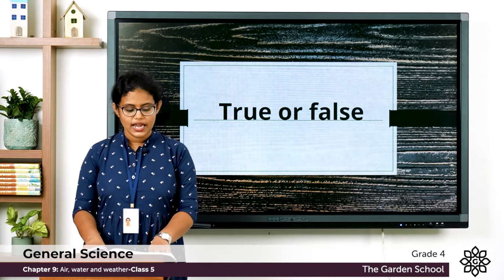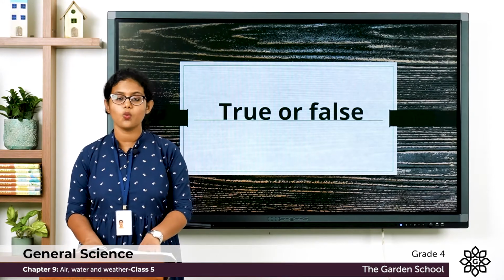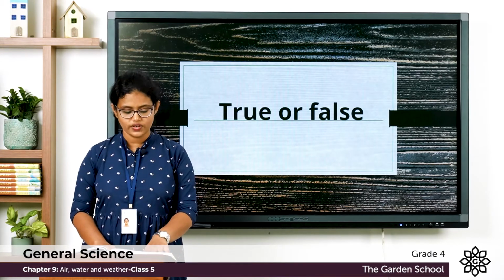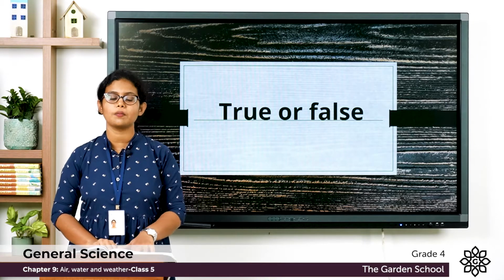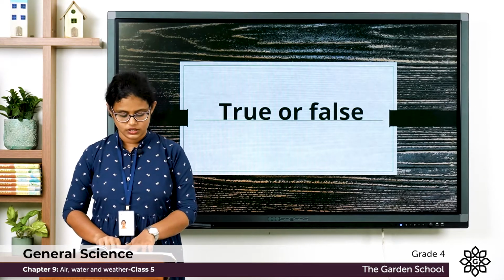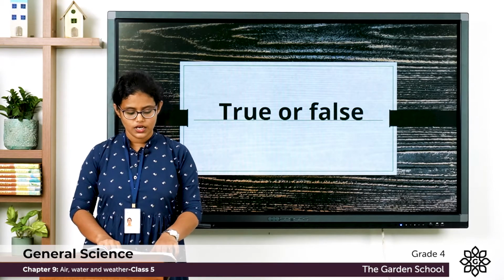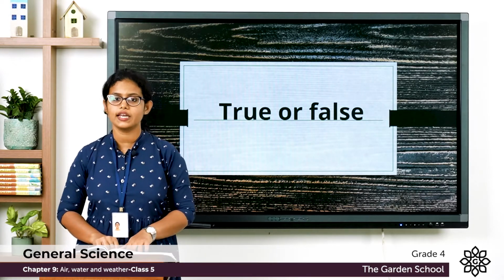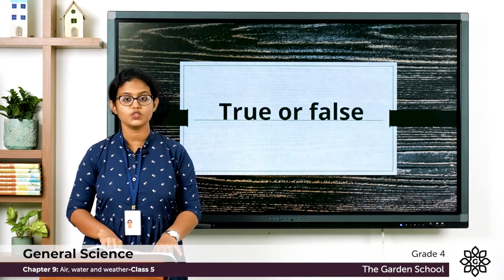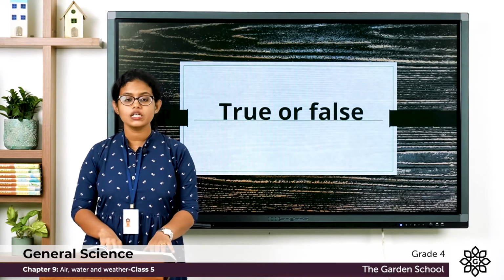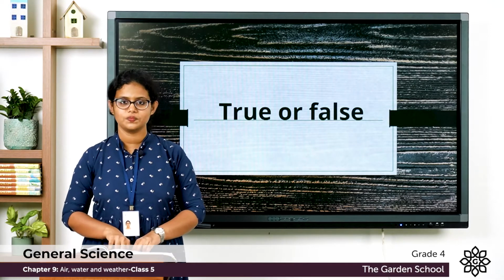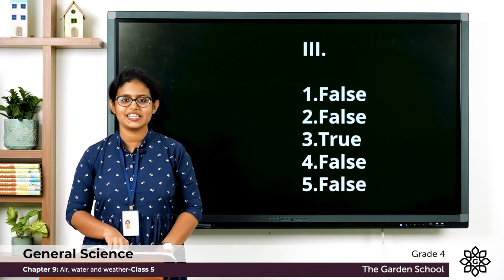Second one. Air contains only water vapor. The third one. All snowflakes look different from each other. The fourth one. During the day, water gets heated faster than land. The fifth one, fog is seen in the afternoons during winter. So, let's discuss the answers.